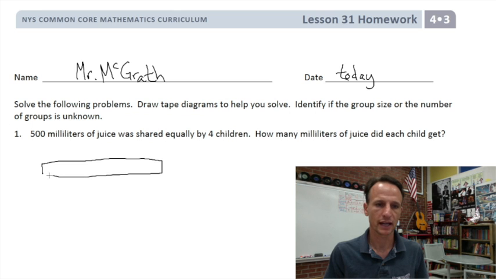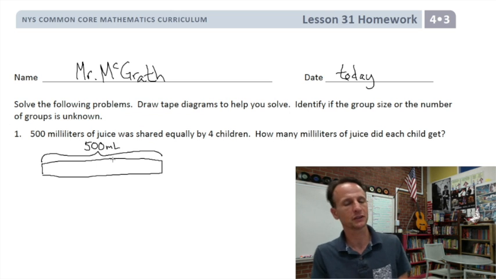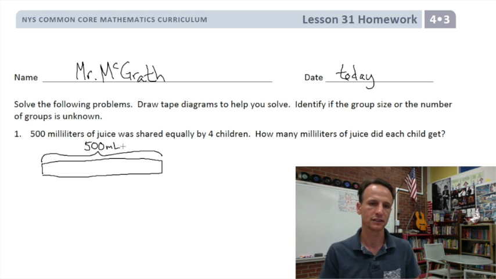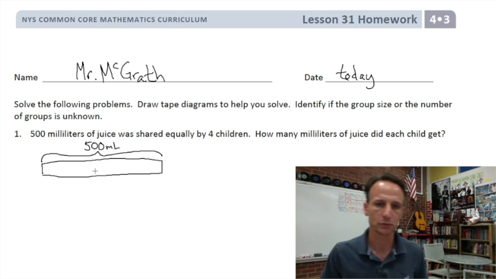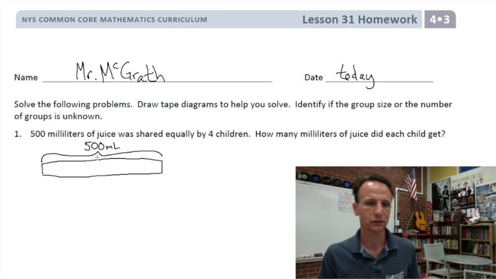is that we have 500 milliliters, right? That's our total. That's why I'm putting it for the whole thing. And notice again, I just want to point out milliliters, the L is capitalized as it is for liters, so it doesn't look like a 1. So 500 milliliters. Now I'm going to be sharing it with 4 children.